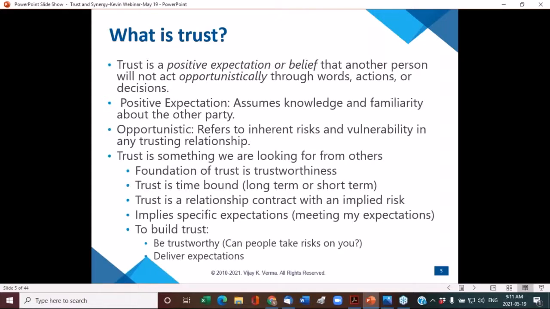So trust is something that we are all looking for from others. Not trusting people is really living your life in fear and suspicion all the time. That is not a good way to lead your life, in my opinion. But at the same time, you cannot trust everybody. And I think that's where the dilemma is. But the manager is supposed to develop trust and synergy because of the advantages of trust that I'll talk about in this webinar as well.